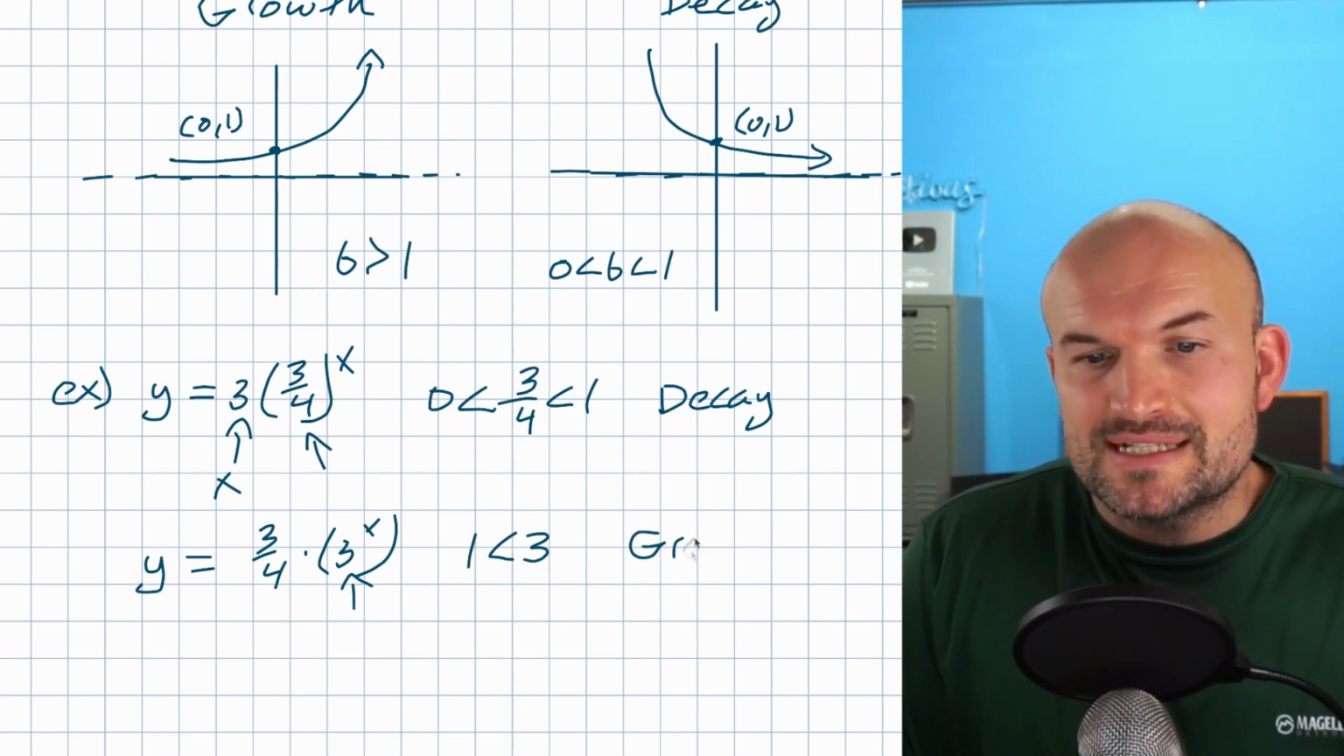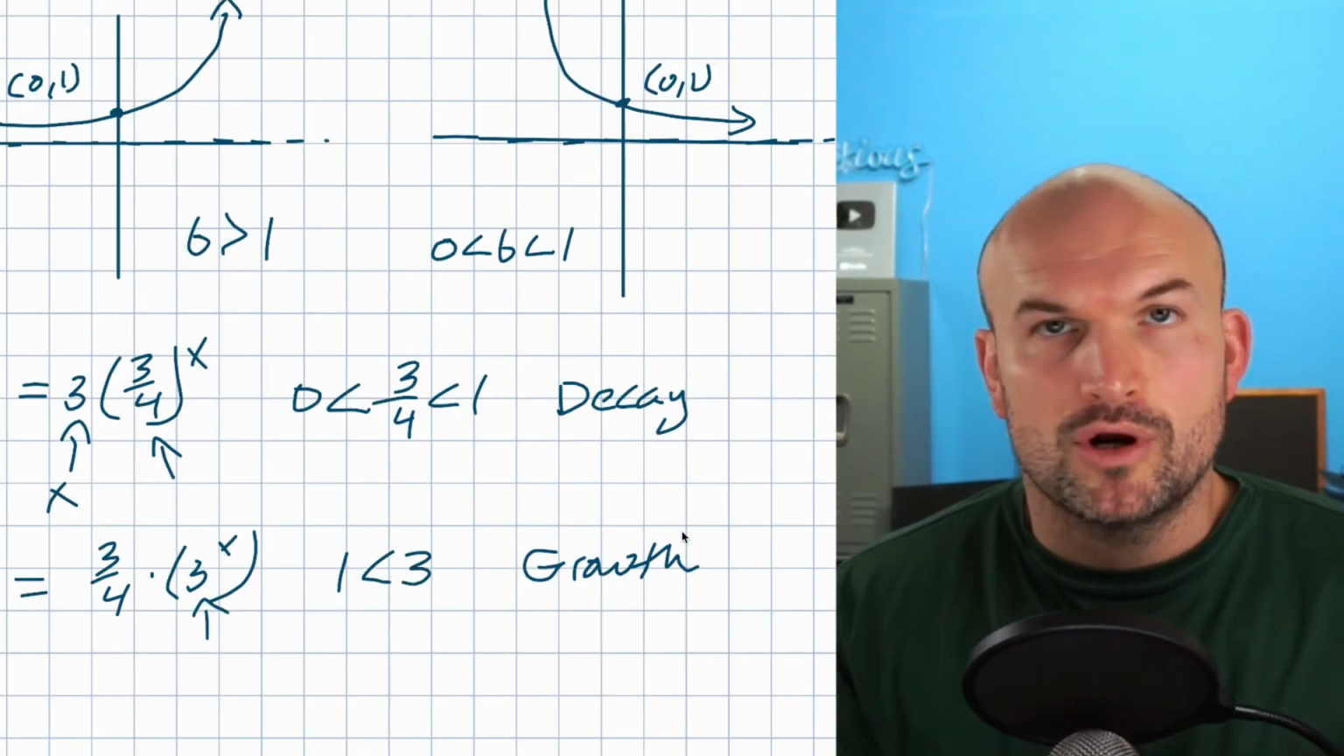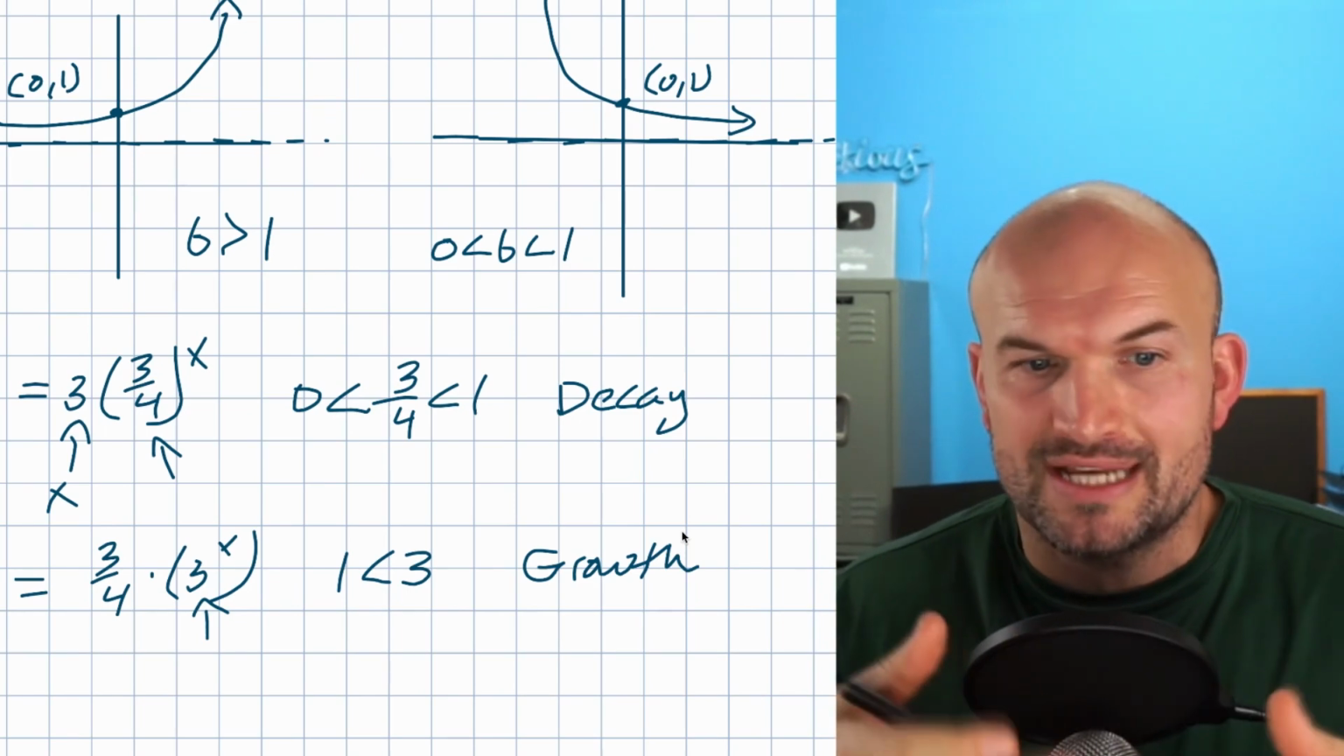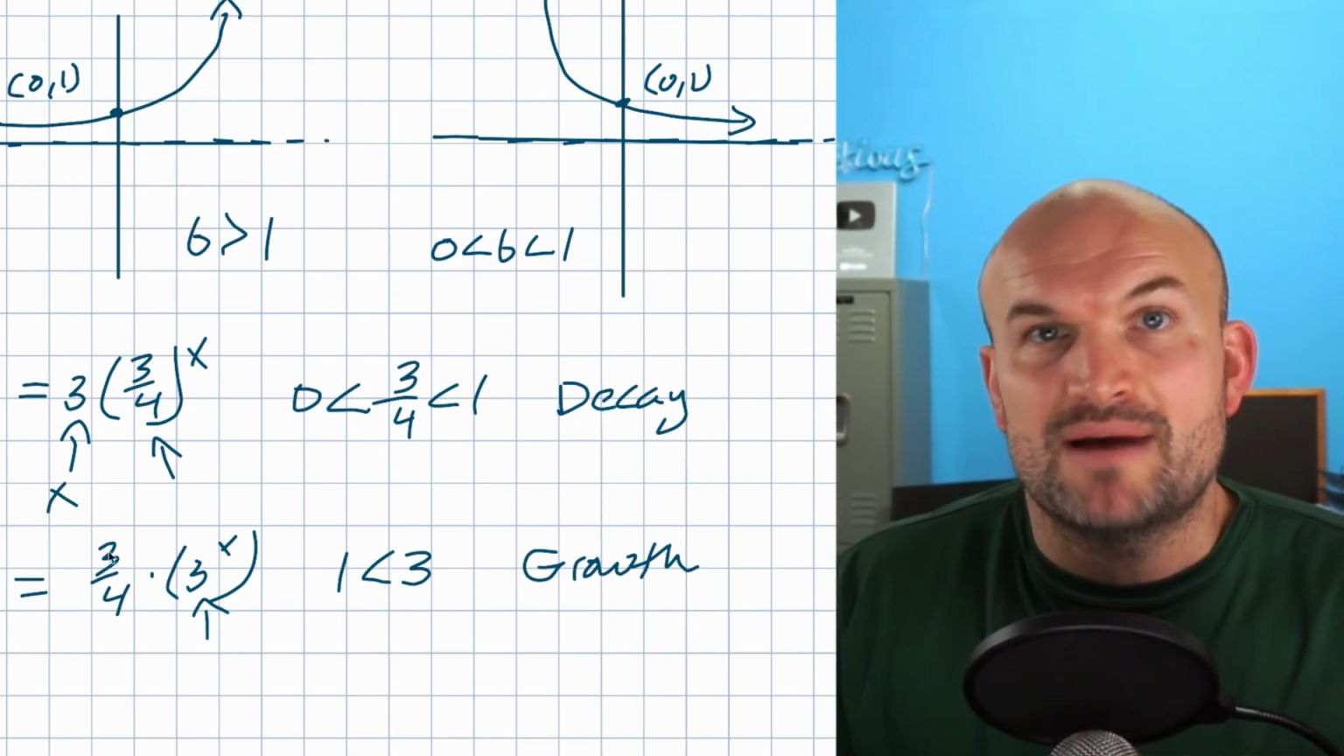So therefore, that would be an example of growth. So it's just very important when you're trying to identify if it's growth or decay to make sure you're looking at the b. Don't get distracted by that coefficient.